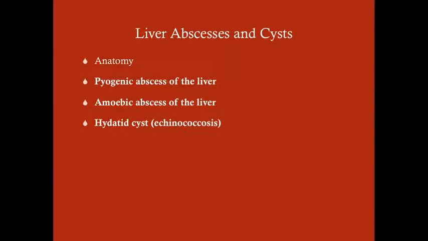Talk here about the non-viral infections of the liver, which primarily manifest themselves as abscesses and cysts. So we'll briefly talk about the anatomy of the liver and biliary tract. We'll talk about the bacterial abscess or pyogenic abscess of the liver, the amoebic abscess of the liver, and then the Hydatid cyst, which is part of a wider disease known as Echinococcosis.